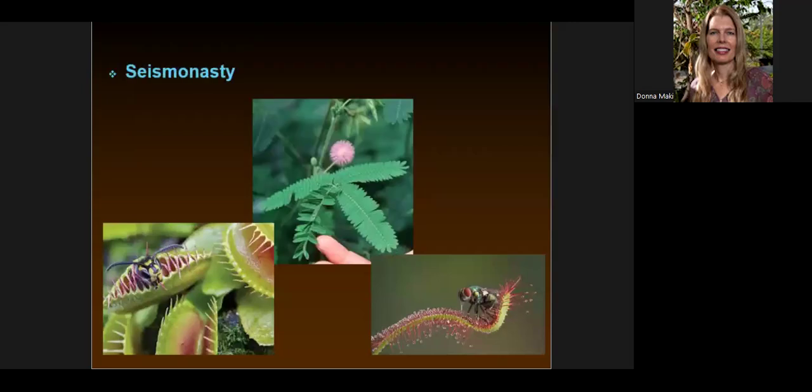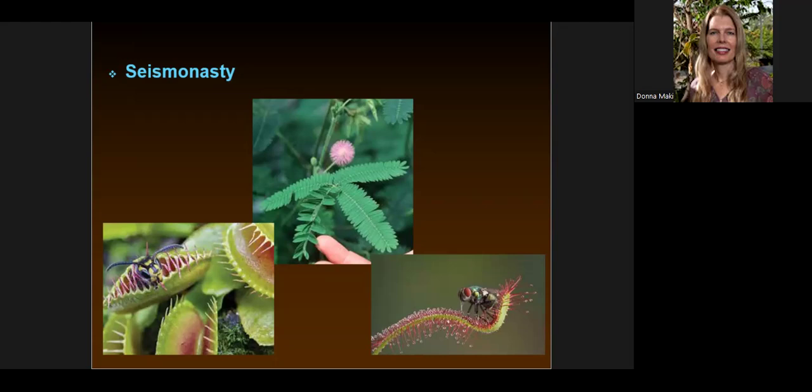All right. Okay, here's another one. Seismonasty. Sounds a little bit risque. Seismonasty. So this is the idea, seismo. What does a seismograph use to measure? Earthquakes. So think about that. Plant getting shaken, disturbed. And these are excellent examples of that. So here we have, you know what this plant is? Sundew, beautiful petite little plant. What's this one? Venus flytrap.